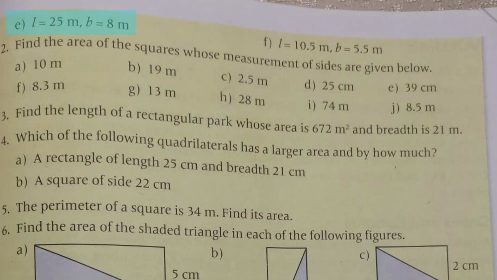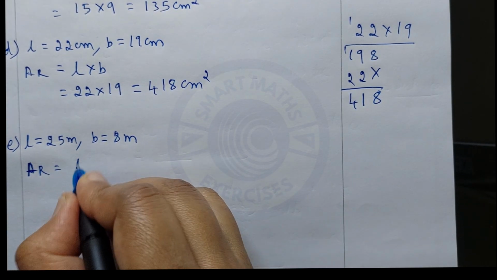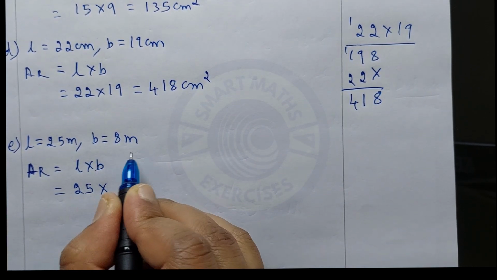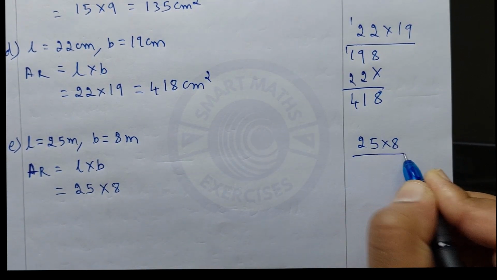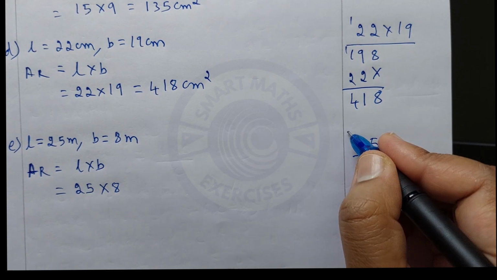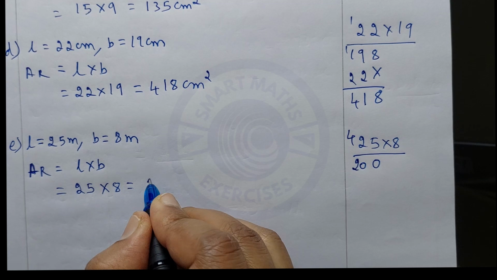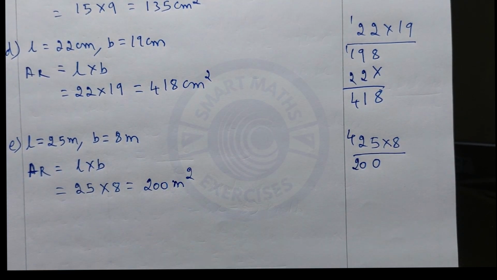Next question, L equals 25 m, B equals 8 m. Area of rectangle equals L into B equals length is 25 into breadth is 8. 25 into 8. 8 5s are 40. 8 2s are 16. 16 plus 4 is 20. So answer is 200. Here we have meter. So meter into meter is meter square.